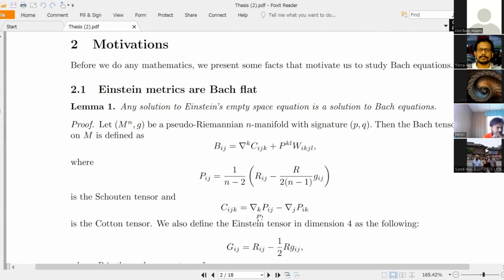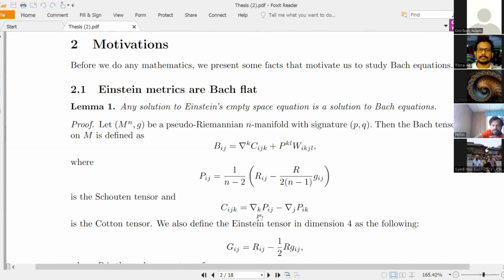I don't know the general setup. For the last couple of months, I only studied the linearization of the Bach equation. I ignored all the second derivative things, or I tried to kill all the second derivative things. Then I observed some beautiful result. You can still have second derivatives of g and still be a linear equation.